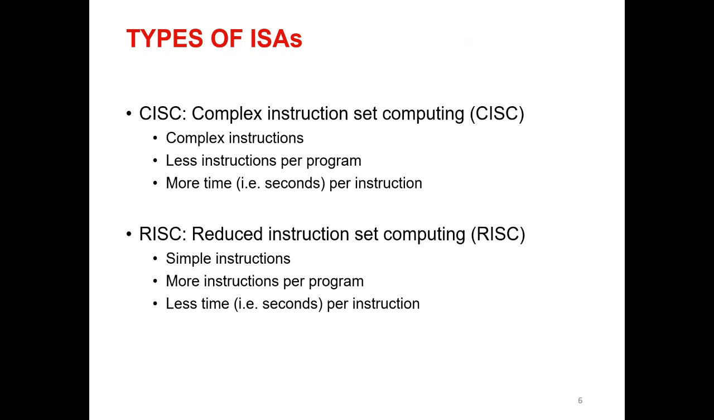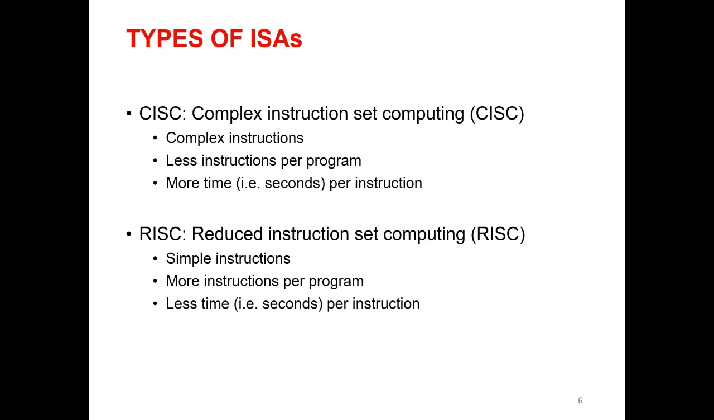The first type is what we know as complex instruction set computing, that you see at the bottom of this slide. It's called CISC. This instruction set has complex instructions. Therefore, I will need fewer instructions for doing operations, and this also means that each of these instructions is complex, so it's going to take me more time. On the other hand, we have RISC, which is reduced instruction set computing, which is the opposite of CISC. We have very simple instructions, therefore, for doing an operation, I will need more instructions per program than with CISC, but each instruction is simple and it will take less time.